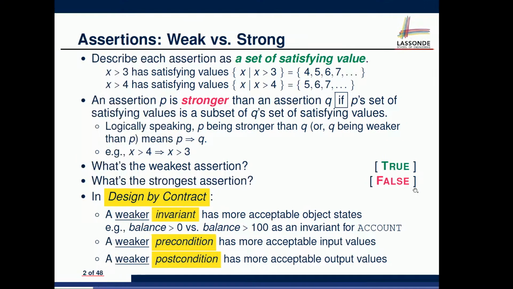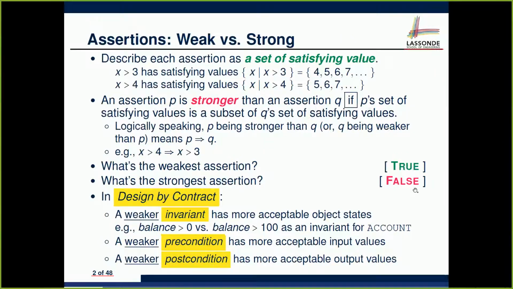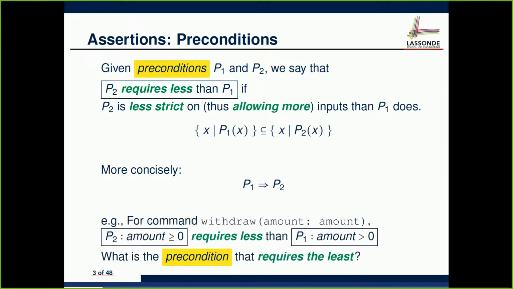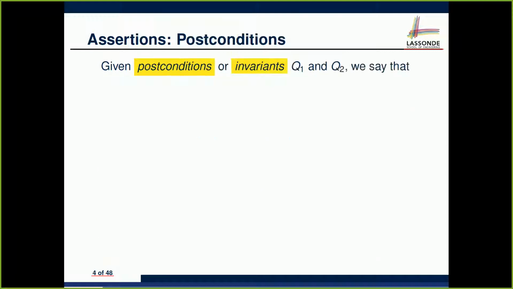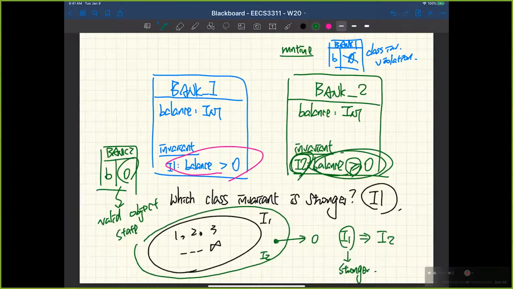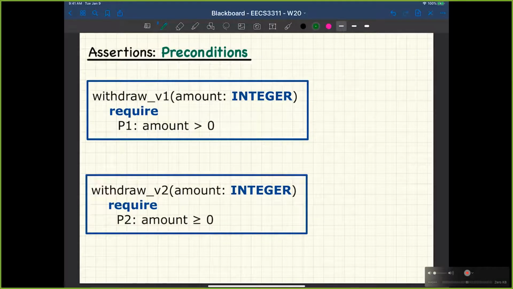So now I'm just going to tell you that the next 2 slides are basically just reviewing weaker versus stronger. So I will leave that for you to read. They are nothing new. Basically, we just talk about precondition and also postcondition. How about we go over an example very quickly? You can read the slides, but I'm just going to switch to an example very quickly for you. Let's say we got 2 versions of the withdraw: withdraw version 1, and also withdraw version 2.